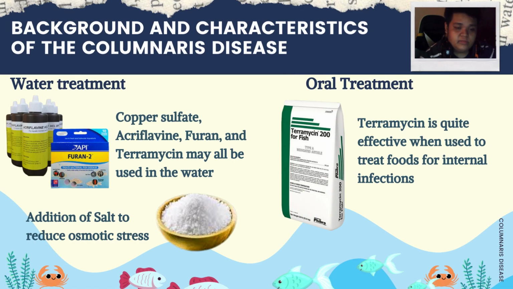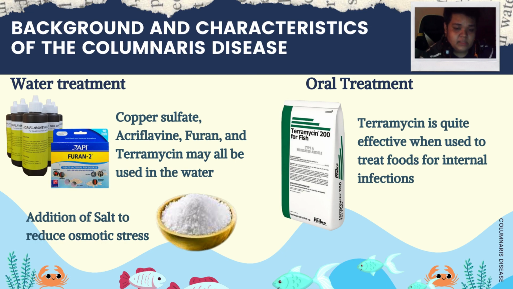External infections could be treated with antibiotics, chemicals in the water, or both. Different substances may be used in the water to treat columnaris, such as copper sulfate, acriflavine, furan, and Terramycin. Terramycin has proven to be quite effective, both as a bath and when used to treat foods for internal infections.